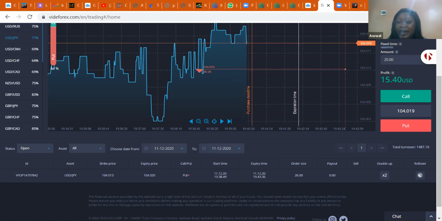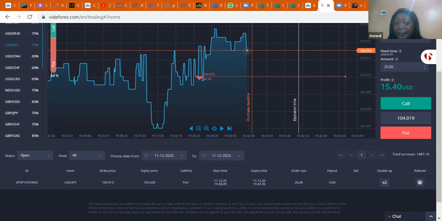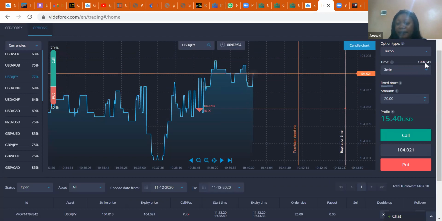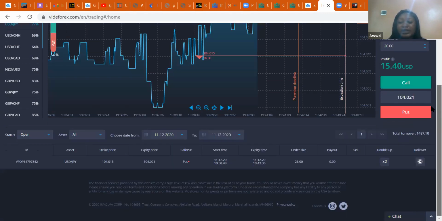So all I need to do is look at this time here. Can you see 1940 here? This is the time I'm going to be monitoring. So once this time gets to 1943, this trade is going to close.